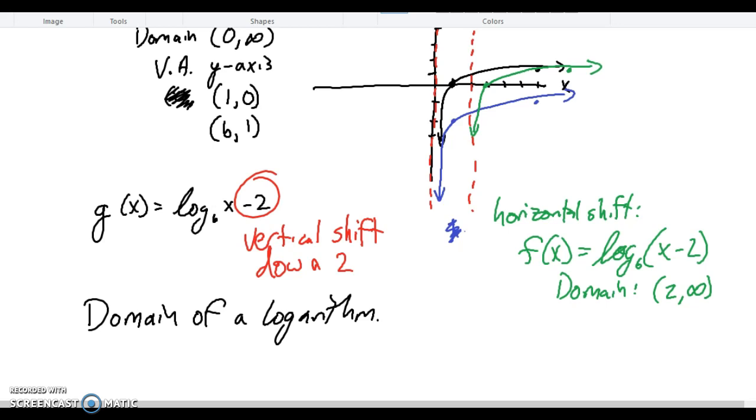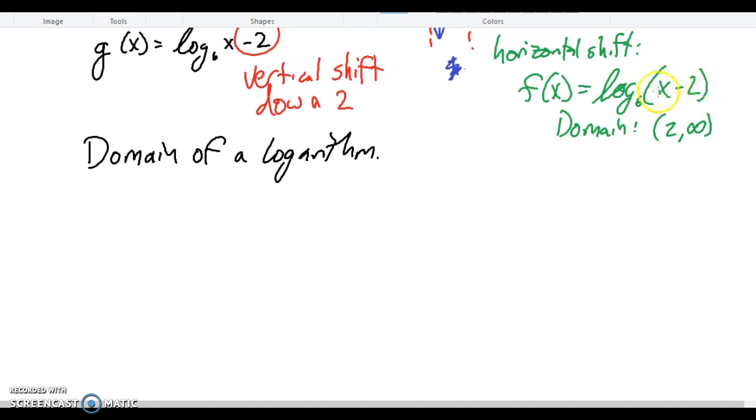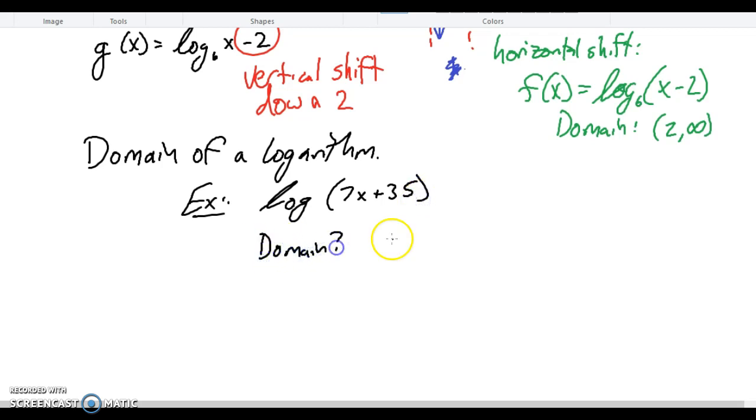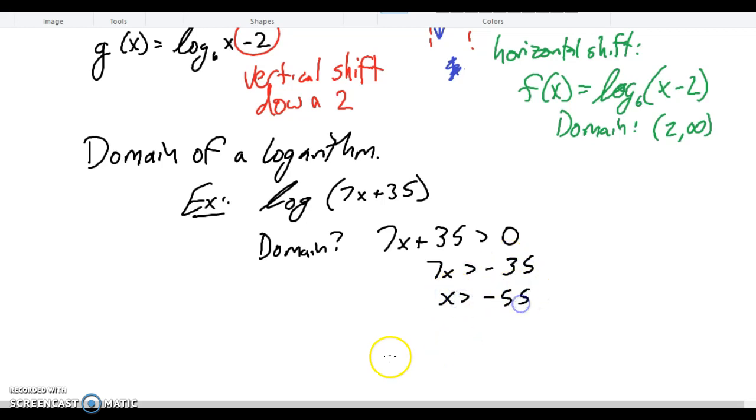So how do I play with that? Well, what matters is that the inside of the logarithm, the input, is positive. So it doesn't matter if x is positive or not, just the input. Example, log, we'll do a common log, of 7x plus 35. What's our domain? Well, we need 7x plus 35 to be greater than 0, so 7x must be greater than negative 35. So x must be greater than negative 5. Whoa, negative 5, which means our domain is negative 5 to infinity.